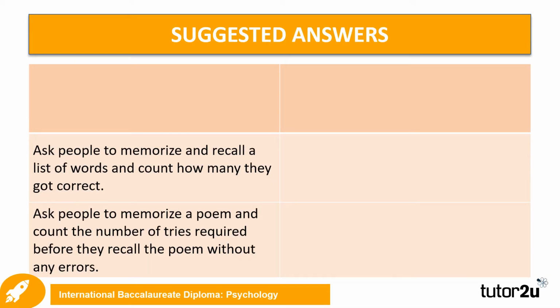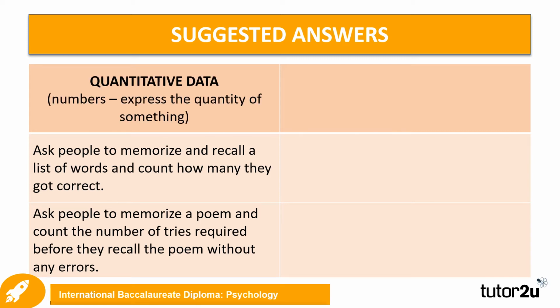Psychologists could study memory in many ways. For example, they could ask people to recall a list of words, and the psychologist could count how many words they got correct. Alternatively, psychologists could count how many tries a person requires to recall a poem without any errors. Psychologists investigating memory in one of these ways would collect quantitative data. Quantitative data are numbers. They express the quantity of something.